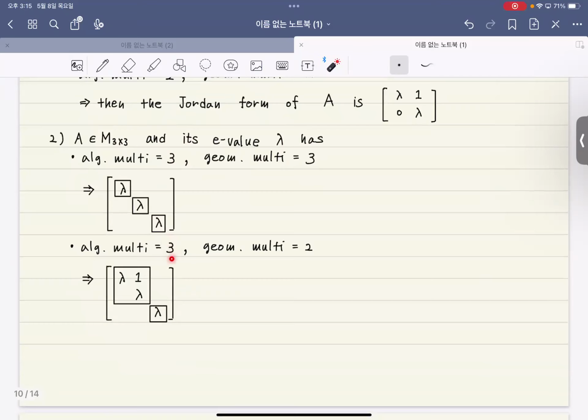Algebraic multiplicity 3 and geometric multiplicity 2. So geometric multiplicity is 2, and I will need to have 2 Jordan blocks, and the sum of their sizes must be 3. So this and that. Or you can say a Jordan block of size 1 and a Jordan block of size 2, but the order really doesn't matter. So this is the only possible scenario for this case.